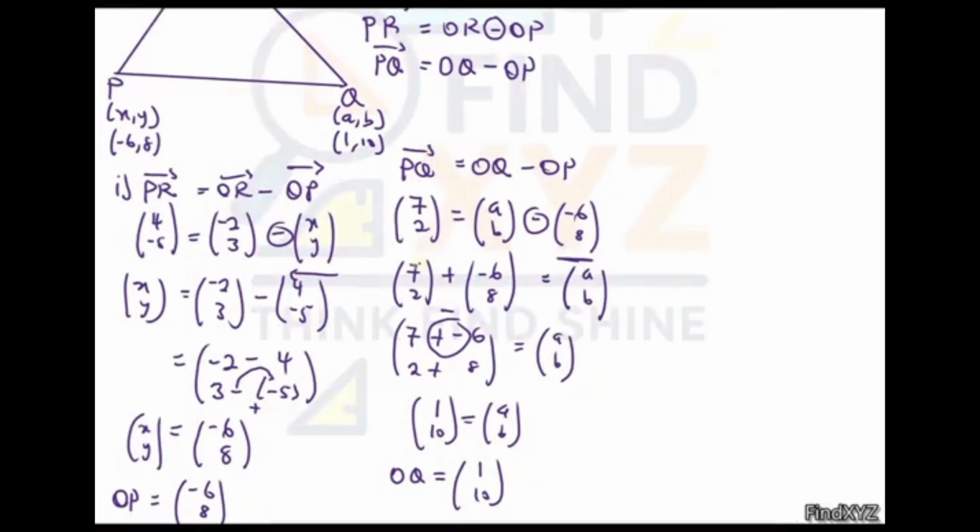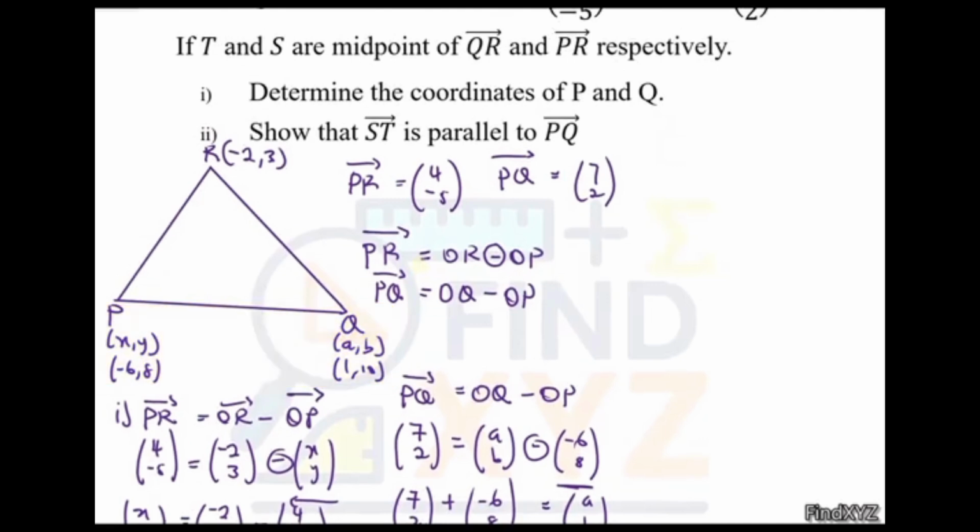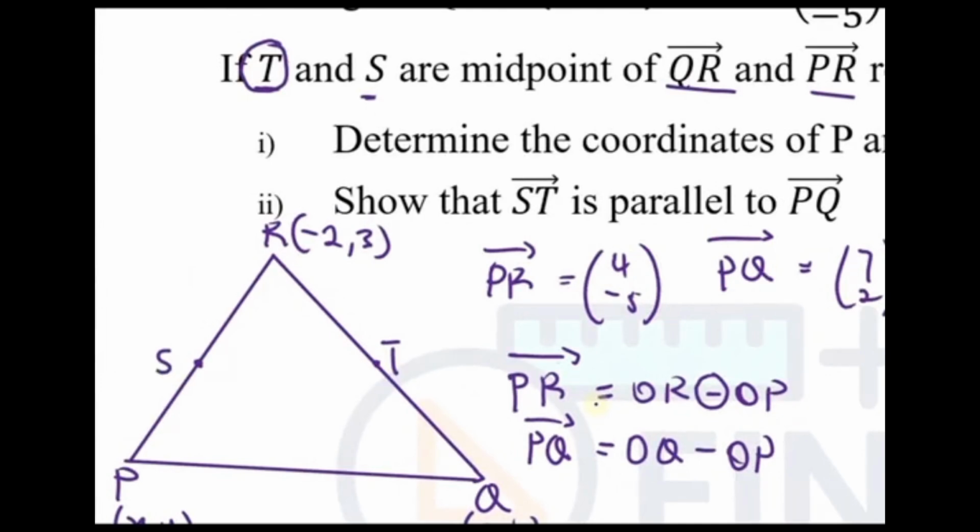So we have been able to find the first part of the question, which is determining the coordinates of points P and Q. And we have also been told that points T and S are midpoints of QR and PR respectively. Now point T is mentioned first and vector QR is also mentioned in terms of the vectors. So it means that point T will be on QR. So we locate point T, which is a midpoint on vector QR. Then similarly, point S is also on PR. So locate a midpoint and label this as point S. Now let's connect these 2 points.